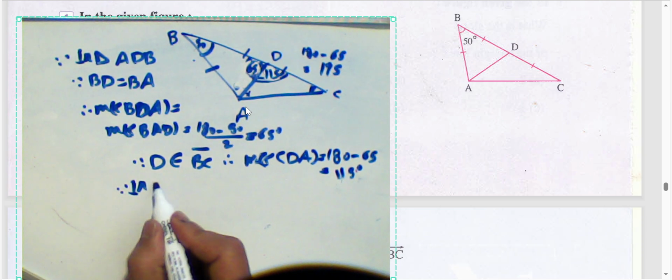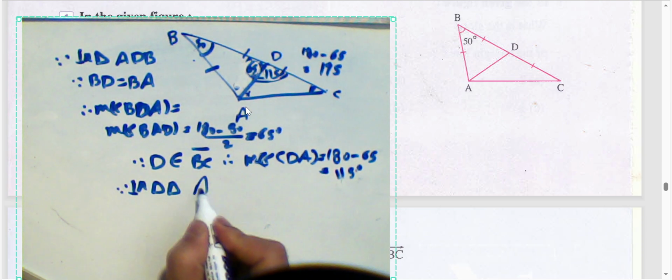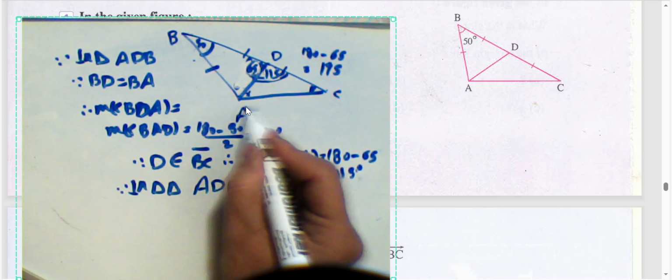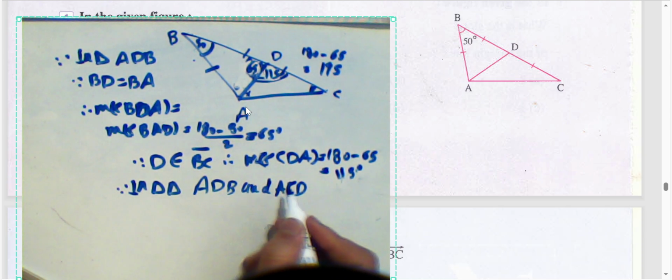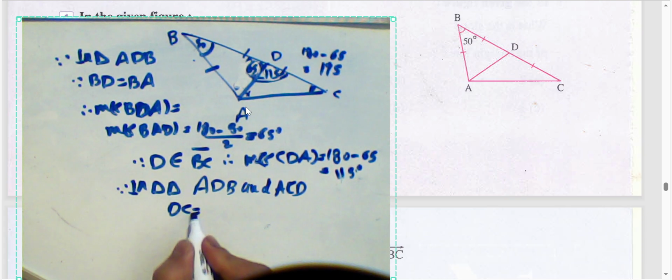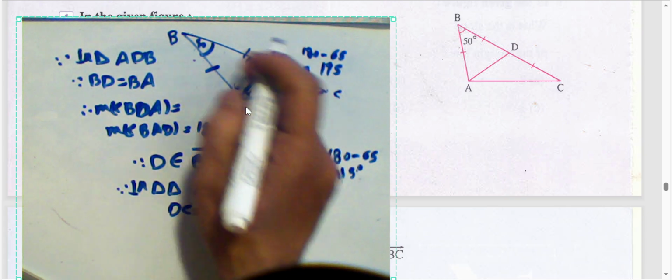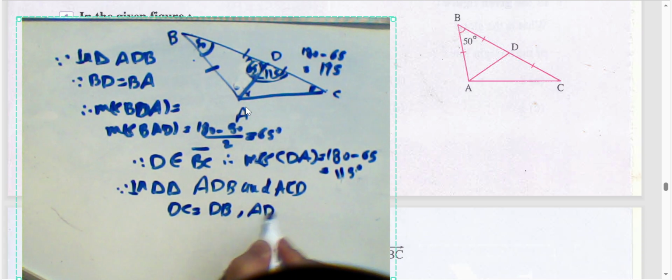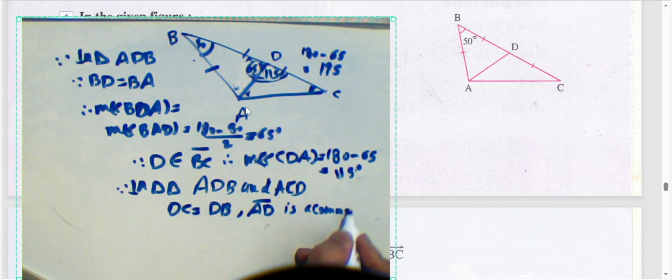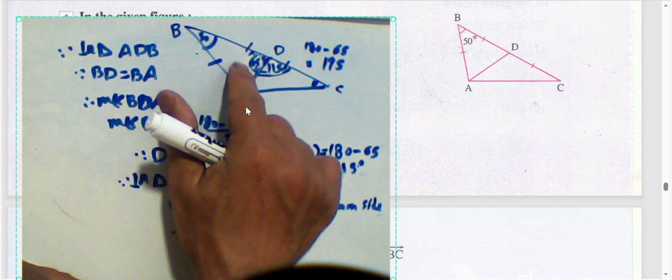Now I will compare the sides in two triangles, the first ADB and the second triangle ACD. In the two triangles here, we have DC equal to DB, and AD is the common side. Okay, we have a common side between them. AD is the common side, and DC equals DB. So we have the relation between two angles, this angle 115 and 65. This angle is greater than 65.